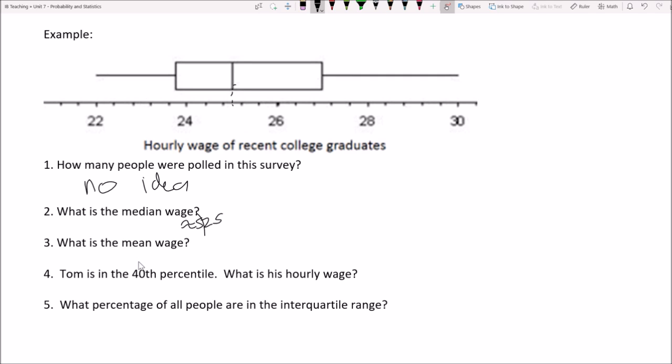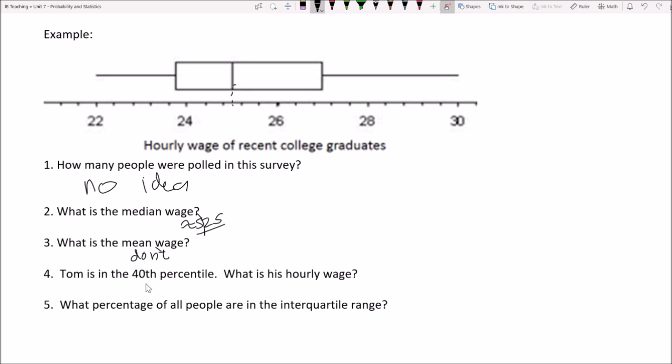The mean wage, I actually can't tell the mean. I don't have a way of knowing. I'm suspecting that it's in the neighborhood of 25, maybe a little bit bigger than 25. If you take AP stats, we'll talk about why. But we don't really know, so I'm not going to even put a number down. I'm just going to put don't know. That's another potential weakness of the box and whisker plot.